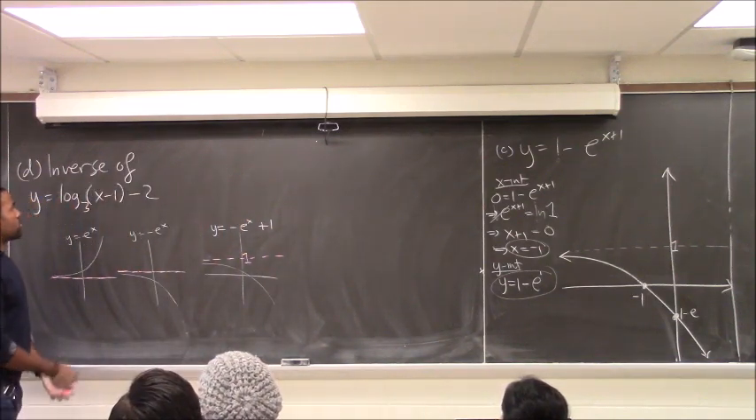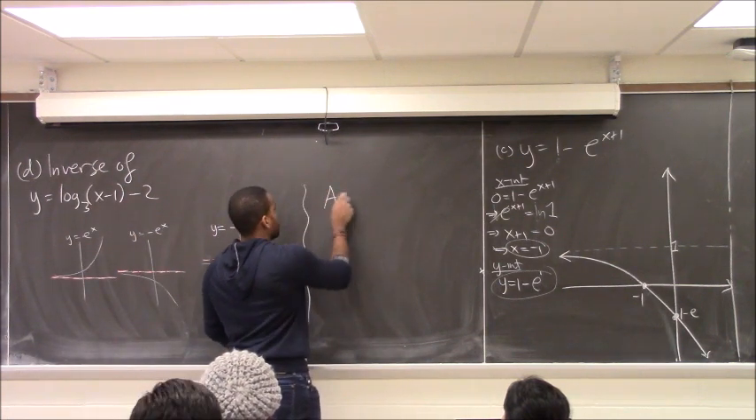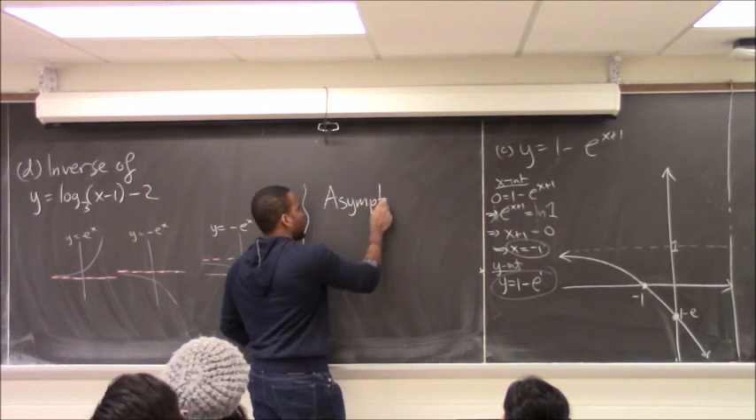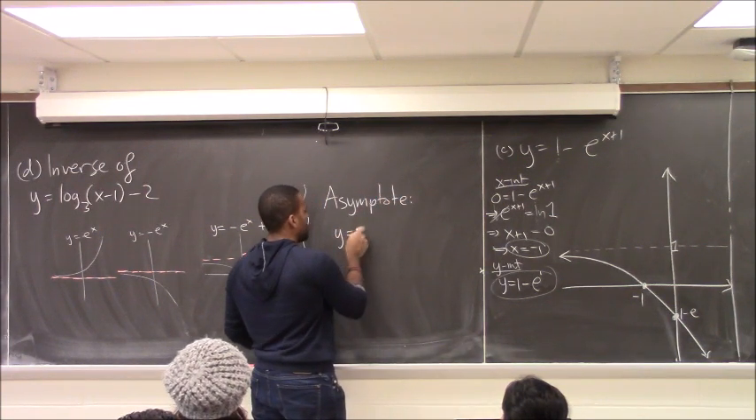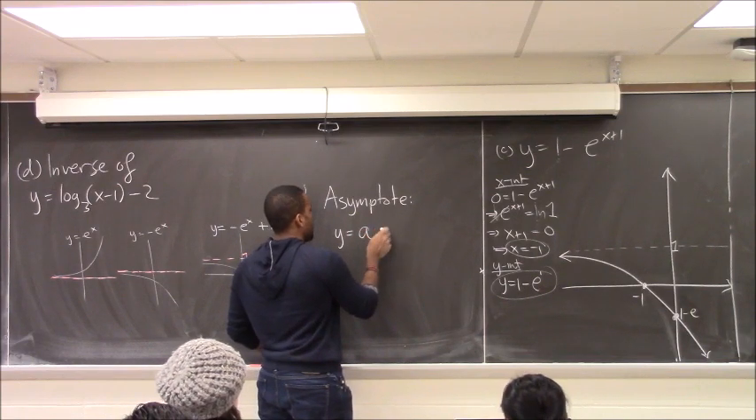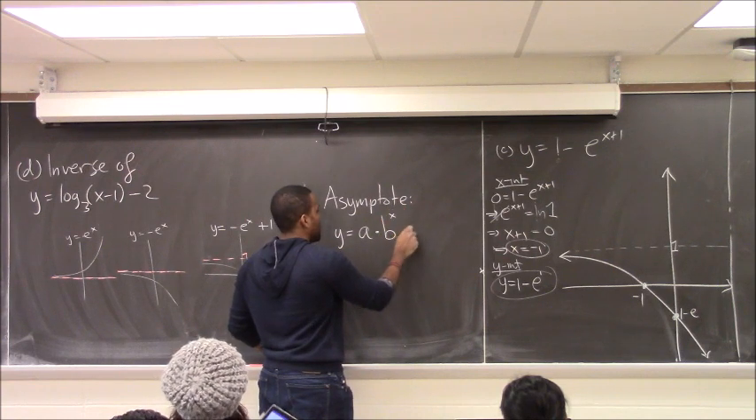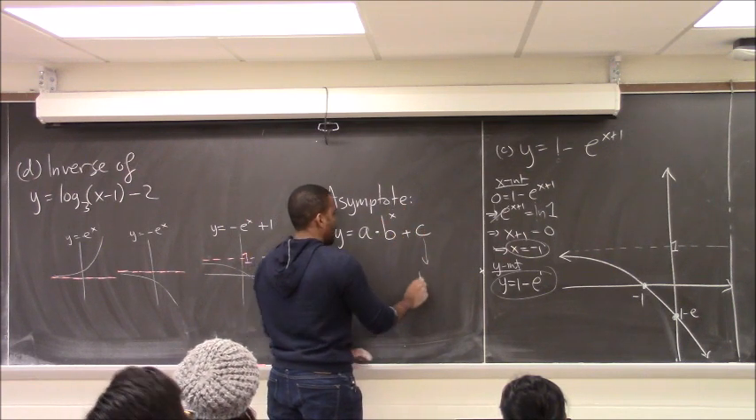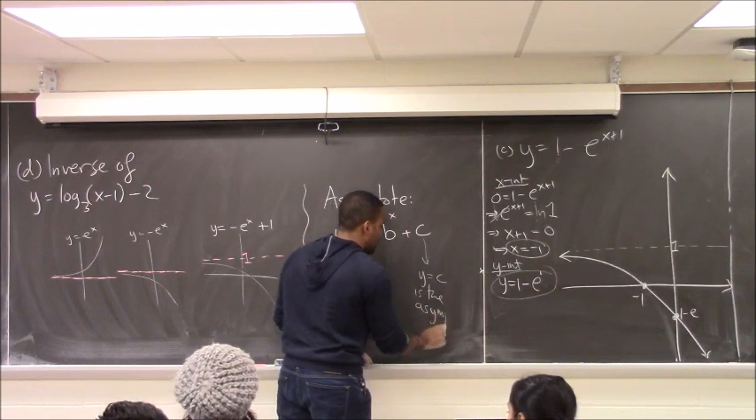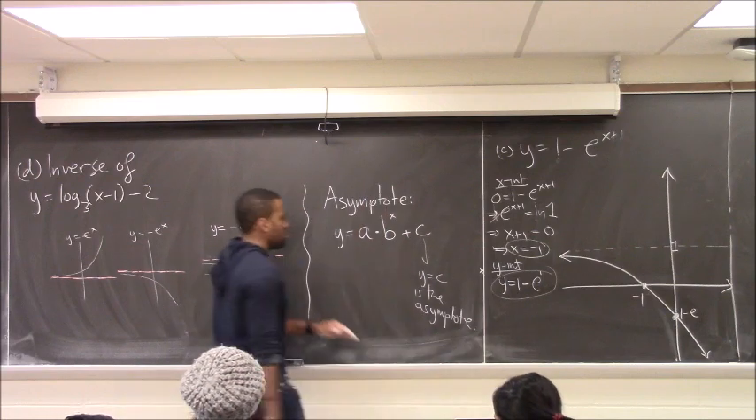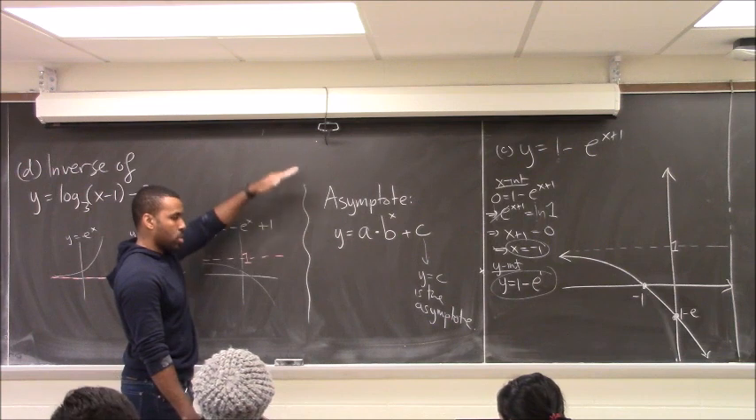So yeah, the asymptotes for the exponential, if you look at it, it's going to be given by the constant essentially. So if you have y equals a times b raised to the x plus c, y equals c is the asymptote. Because the asymptote starts off at 0 for an exponential, and the plus c, when you add a constant, it shifts it up or down.